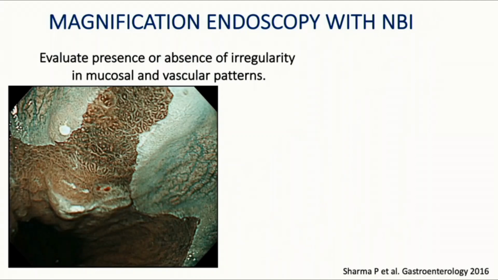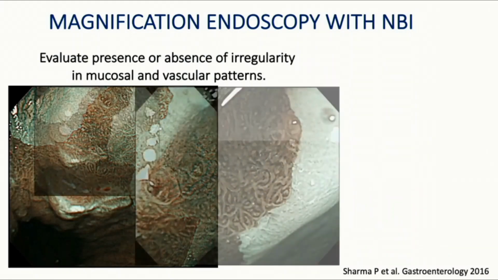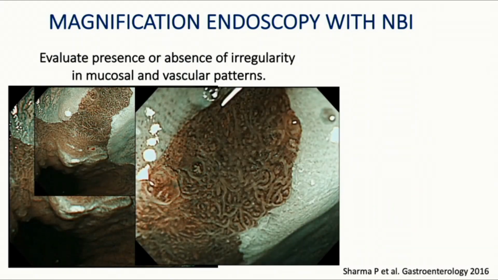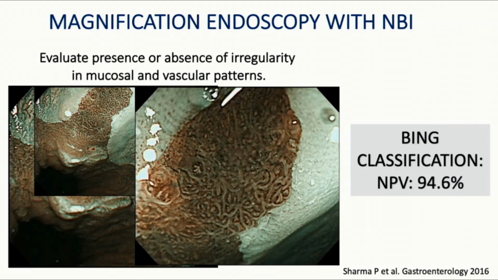Here's an example: magnification and virtual chromoendoscopy, where you can start looking at these very subtle patterns and classifications using the BLINC classification with BLI or the Bing classification with NBI, which show a very high negative predictive value. So you can use this in your practice to improve your surveillance protocols.